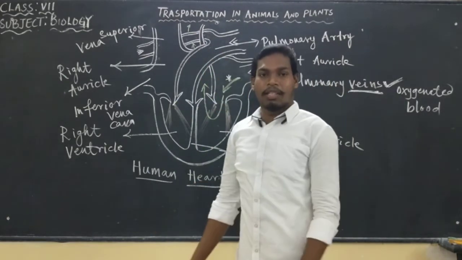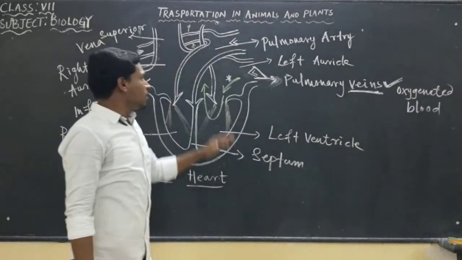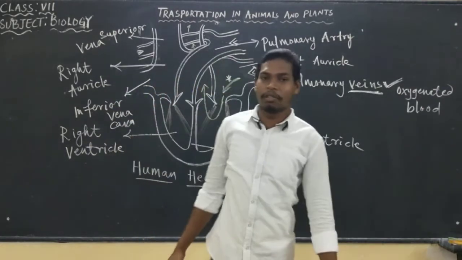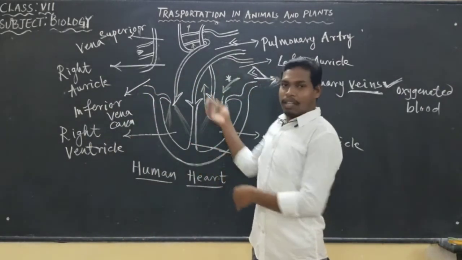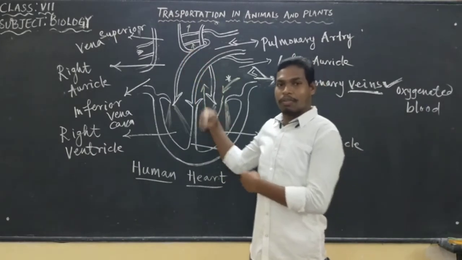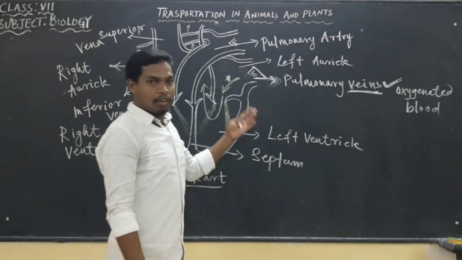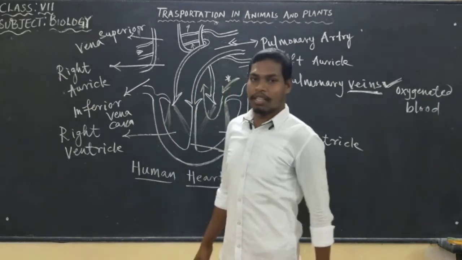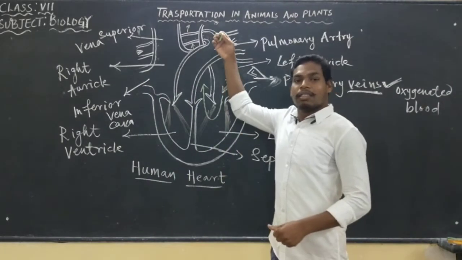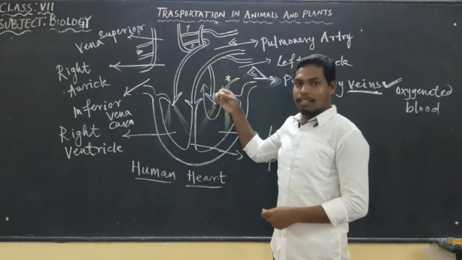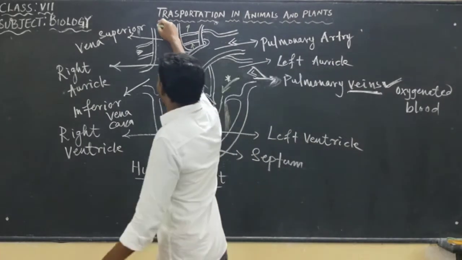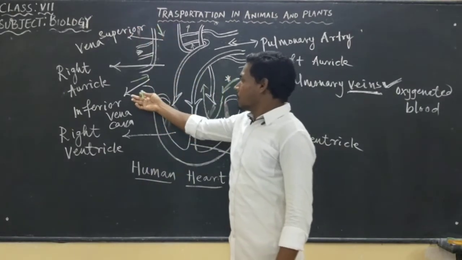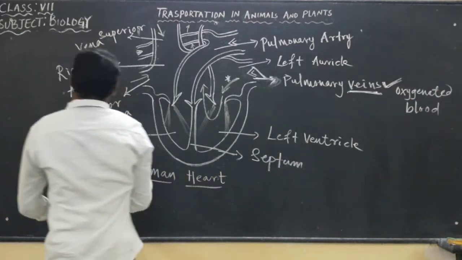Now all the parts of our body contain what? Tissues, and these tissues are made up of cells. So these cells use the oxygen. The blood rich in oxygen will become deficient in oxygen because cells use the oxygen. Now the blood rich in carbon dioxide, or deficient in oxygen, is taken by these two vena cavas, the superior vena cava and the inferior vena cava, and it is transferred into the right auricle.